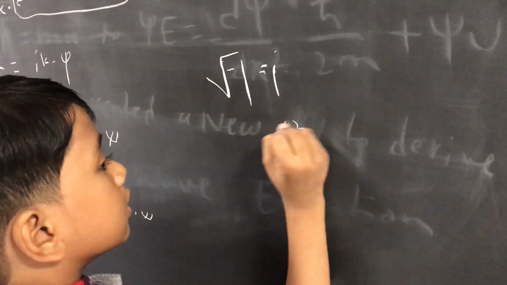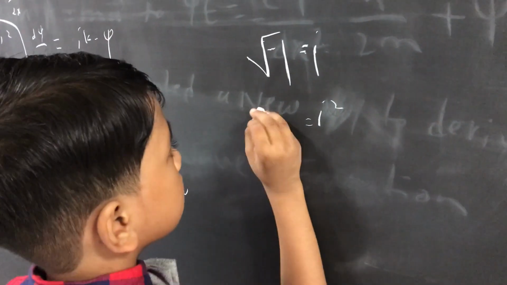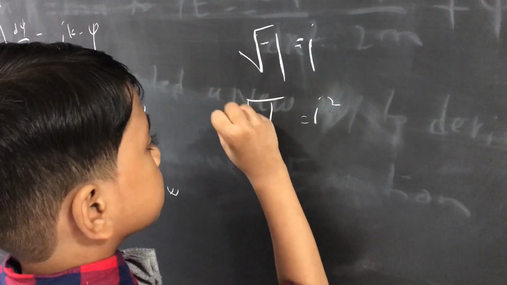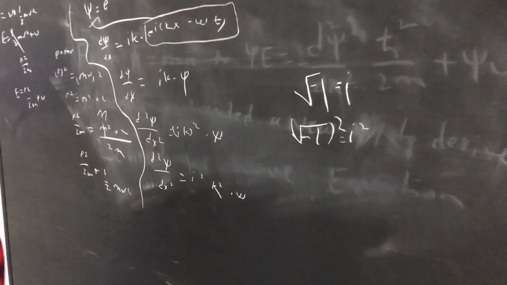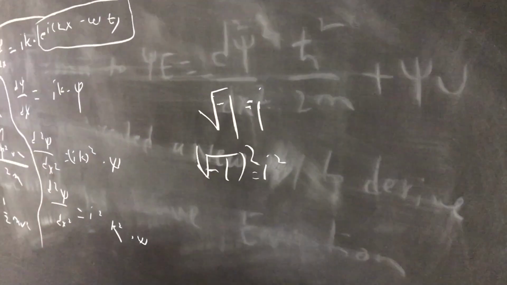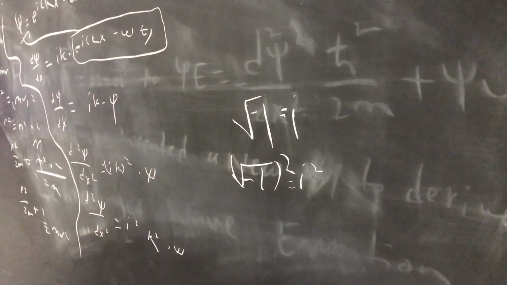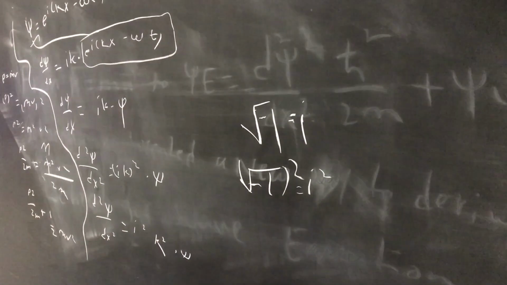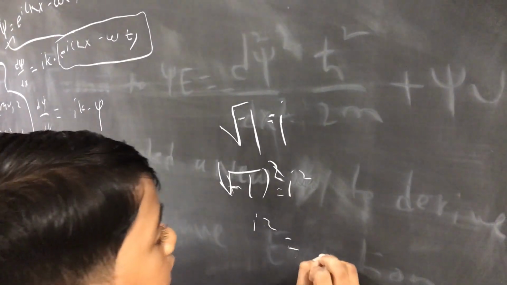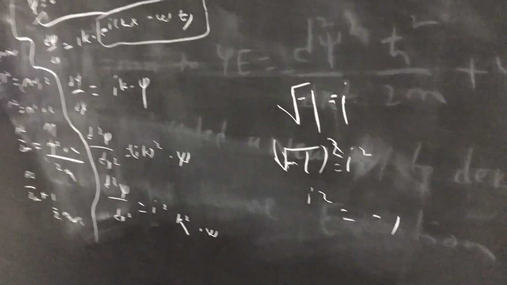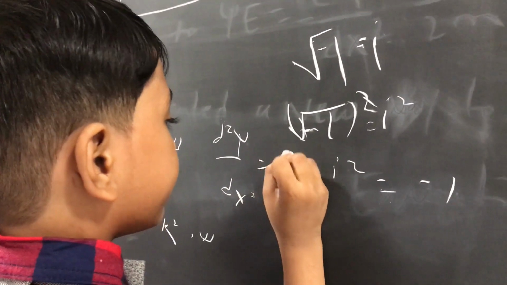So i squared must be -1, the square root of -1 squared. The square root of -1 is i, right? But if we square the square root of -1, we get -1. So they eventually cancel out. So i squared is -1. Okay. Now you get it. So d squared psi over dx squared is -k squared times psi.